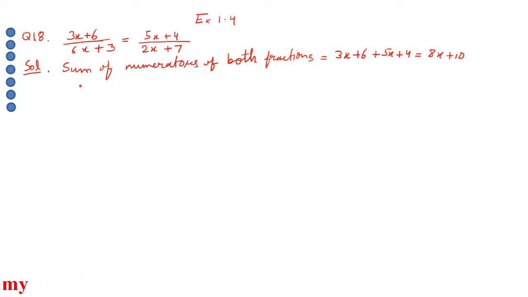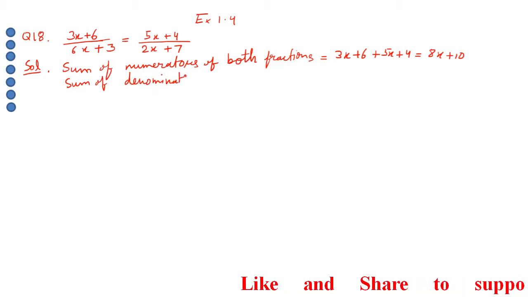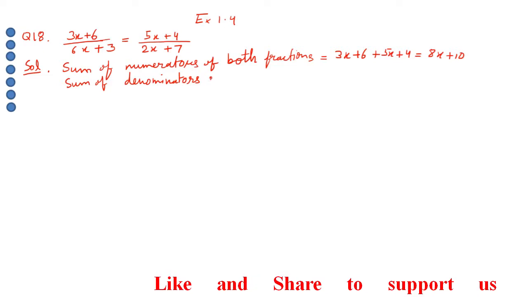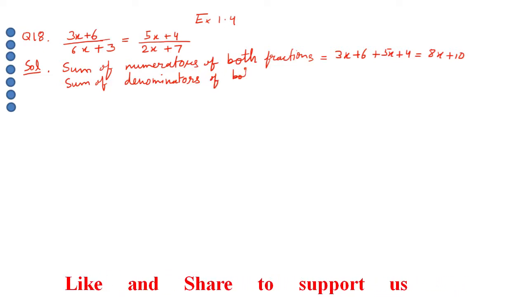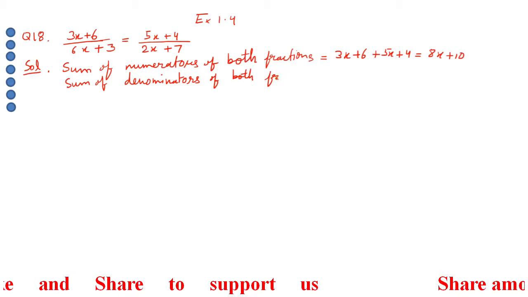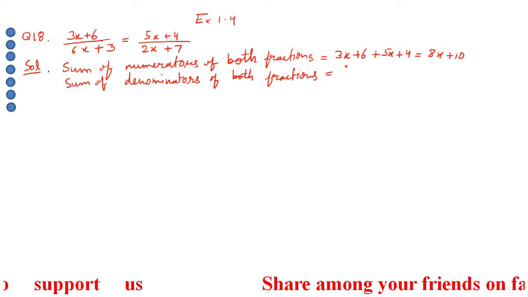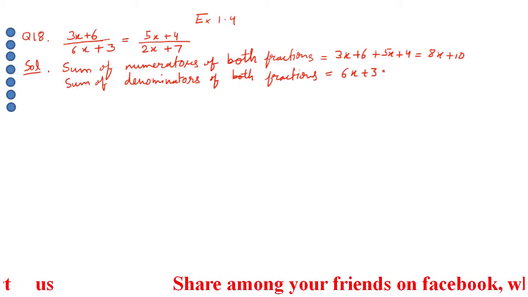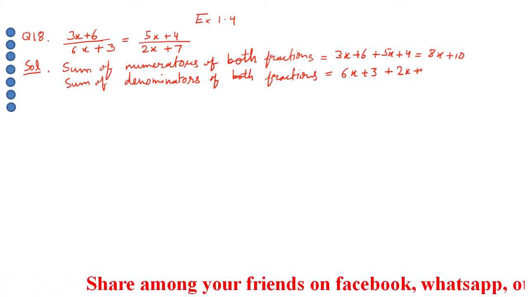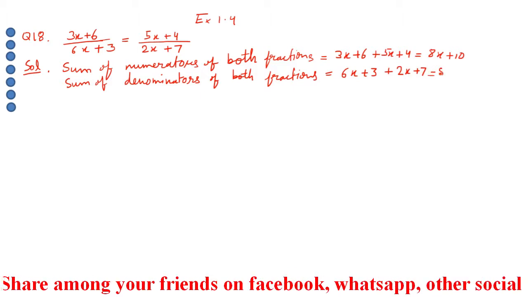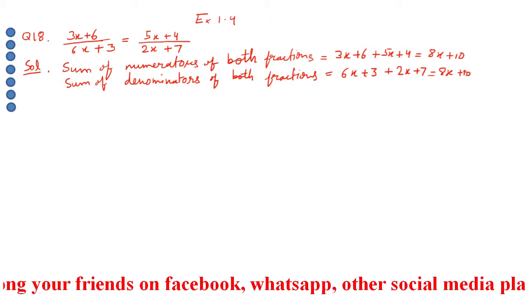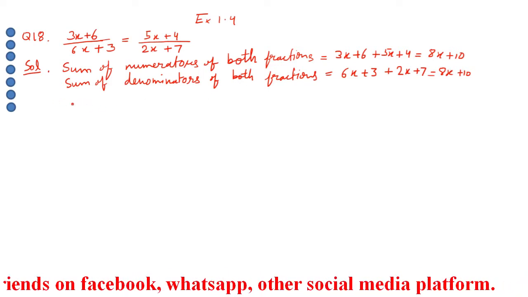In the same way, we'll find the sum of denominators. Sum of denominators of both fractions is equal to, so what are the denominators? That is 6x plus 3, then plus 2x plus 7. When we add, again we obtain 8x plus 10. Since both the sums are equal, the fourth meaning is applicable.